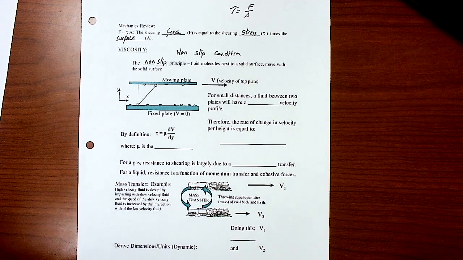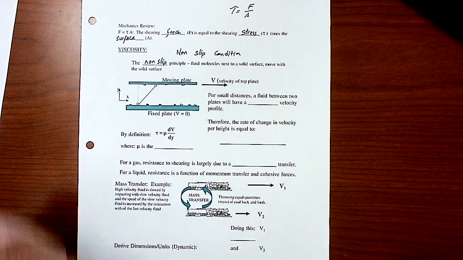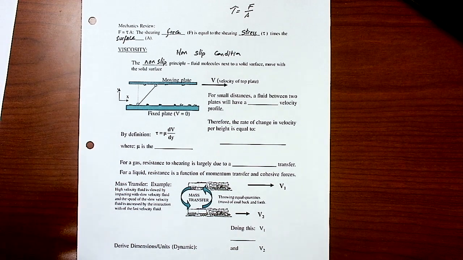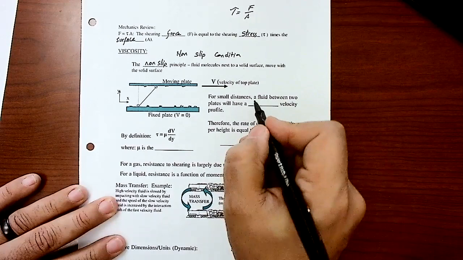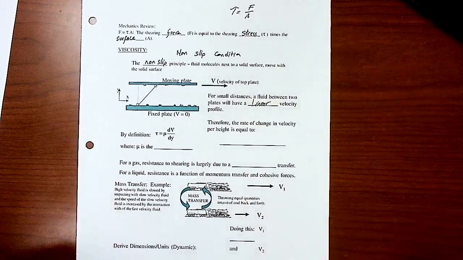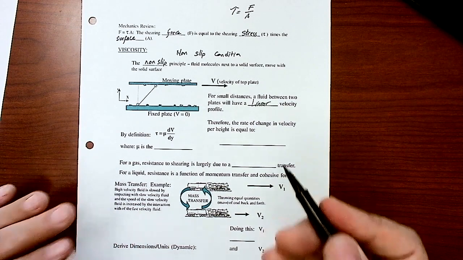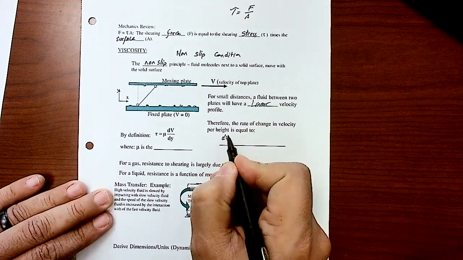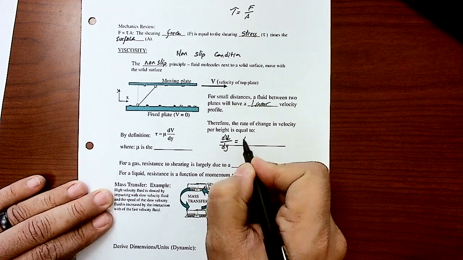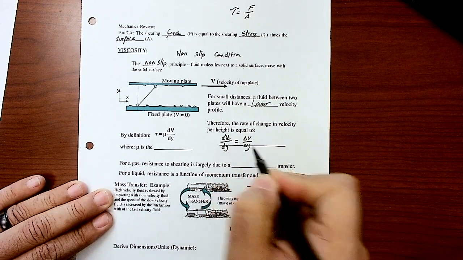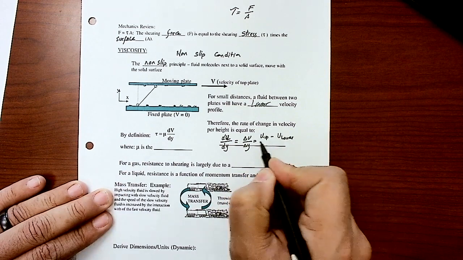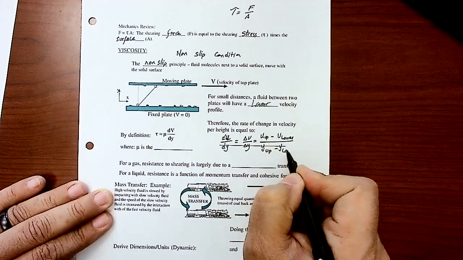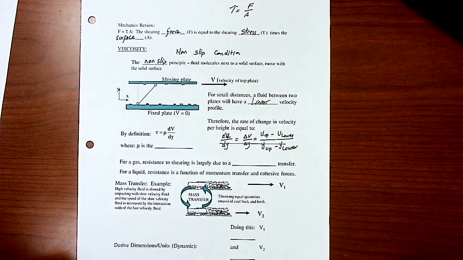Then whatever is in between will be distributed either linearly, if we are talking about narrow spacing here, or some other way. For small distances, a fluid between two plates will have a linear velocity profile. Therefore, the rate of change in velocity per height is what we got. So if it's linear, du/dy can be simply approximated by delta u over delta y: u at the upper plate minus u at the lower plate, divided by y of the upper plate minus y of the lower plate. Keep that in mind because we're going to need that for the homework problem.